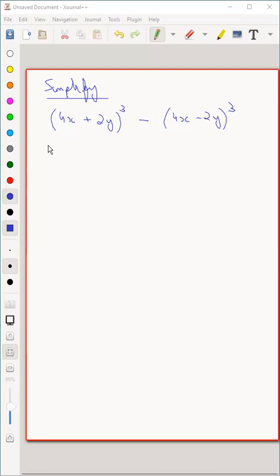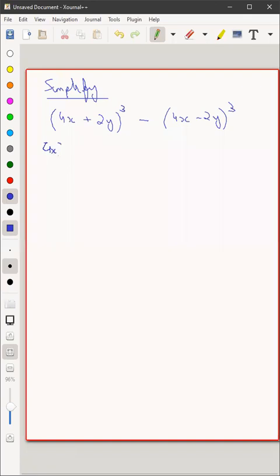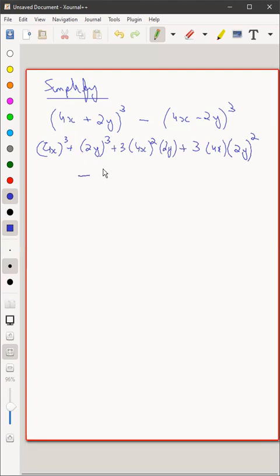Similarly, 4x the whole thing cube plus 2y the whole thing cube plus 3 multiplied by 4x, then the 4x will be squared multiplied by 2y, plus 3 multiplied by 4x multiplied by 2y, and the 2y will be squared, minus 4x cube. Now, Sarah, you're missing out one important point here.